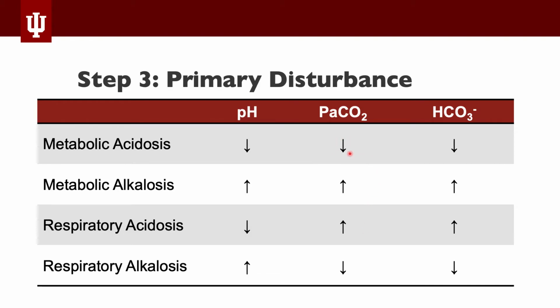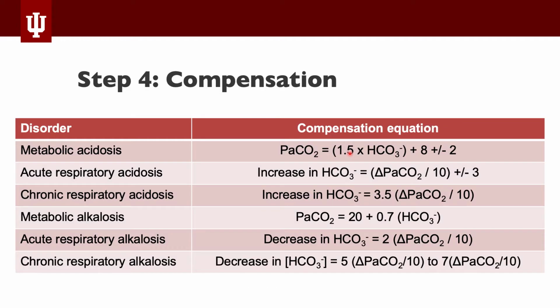All right, so that is step 3. Step 4 is these equations that we all love to hate. And these are our compensation equations. I'm not going to go into these in a lot of detail. You will have them as a reference. One to really know by heart that you're going to see on board questions is probably this equation. This is Winter's equation right here, which is the expected CO2 equals 1.5 times the bicarbonate plus 8, give or take 2. Everything else I'm going to let you look at on your own.